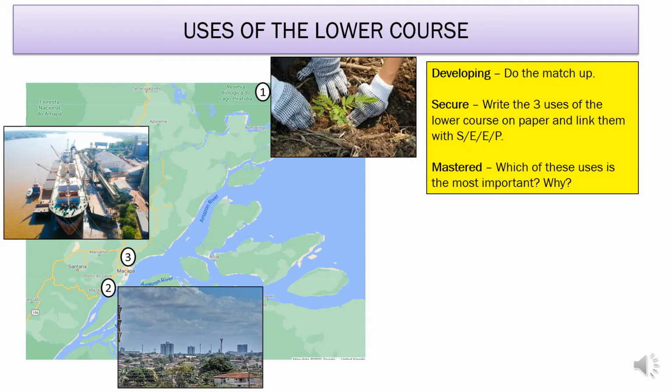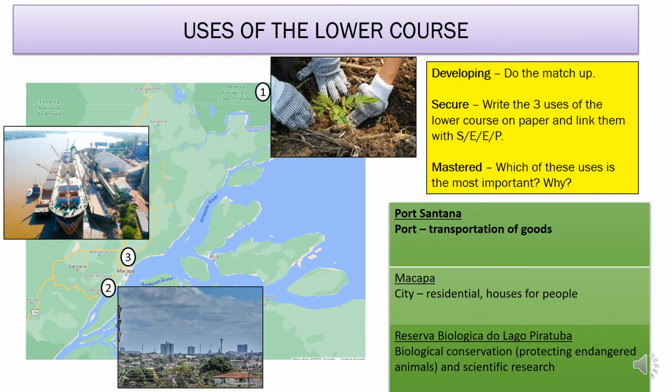Now, what I'd like you to do is to look at this table here, the green table, with the three ways people are using the lower course of the river, the mouth of the river. You will have to write on a piece of paper these three uses of the river course, and then, for the developing task, you will have to match up these three uses of the Amazon River with the right number corresponding to the image. So match up the uses with the images, with their numbers.